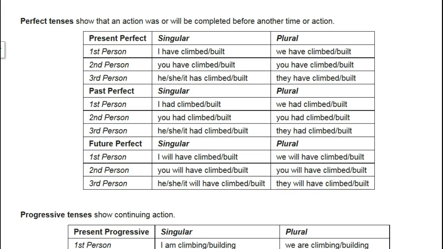Perfect tenses show that an action was or will be completed before another time or action. Take a moment to either write down or take a screenshot of this chart to remind you what present perfect, past perfect, and future perfect singular and plural forms are.